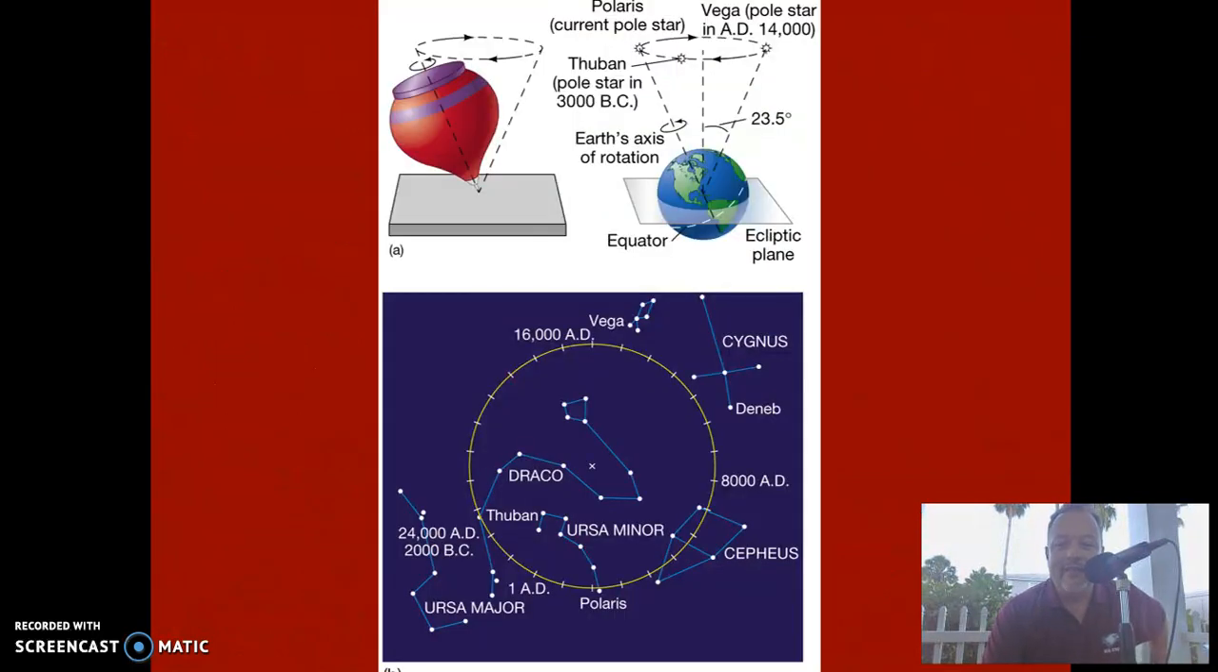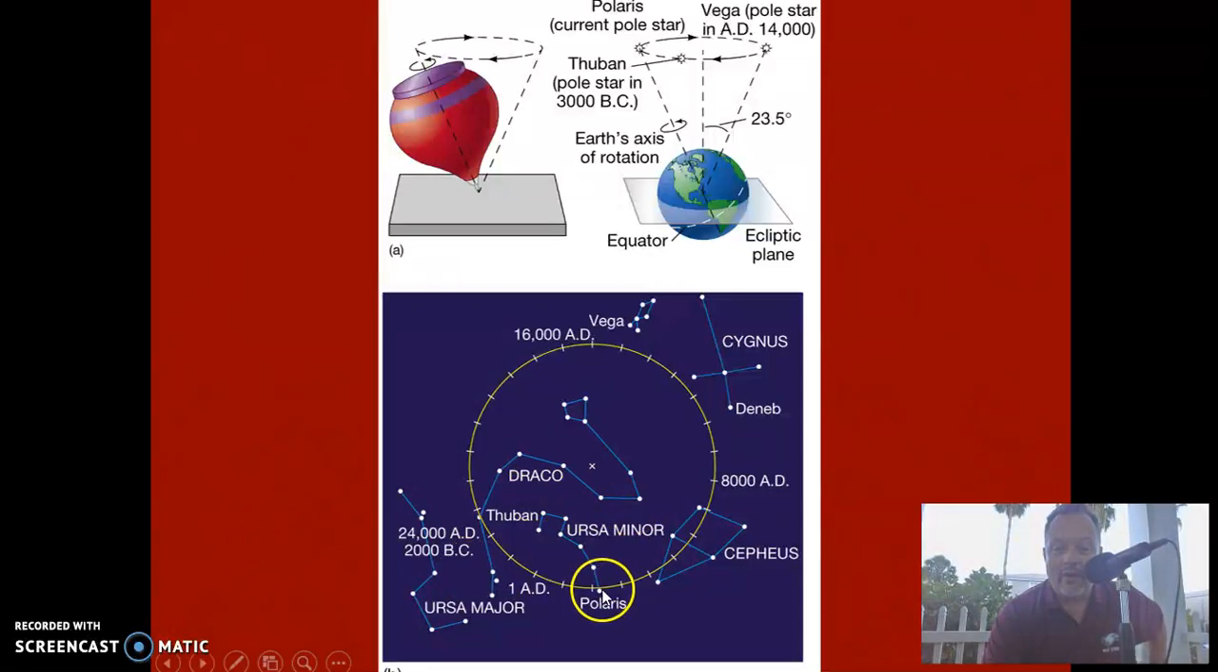It's kind of cool. If the Earth had no tilt whatsoever, we'd be pointed towards that X right there in the middle of Draco. But a 23.5 degree tilt corresponds to that yellow circle that you see. And every one of those tick marks represents 1,000 years. So check it out.